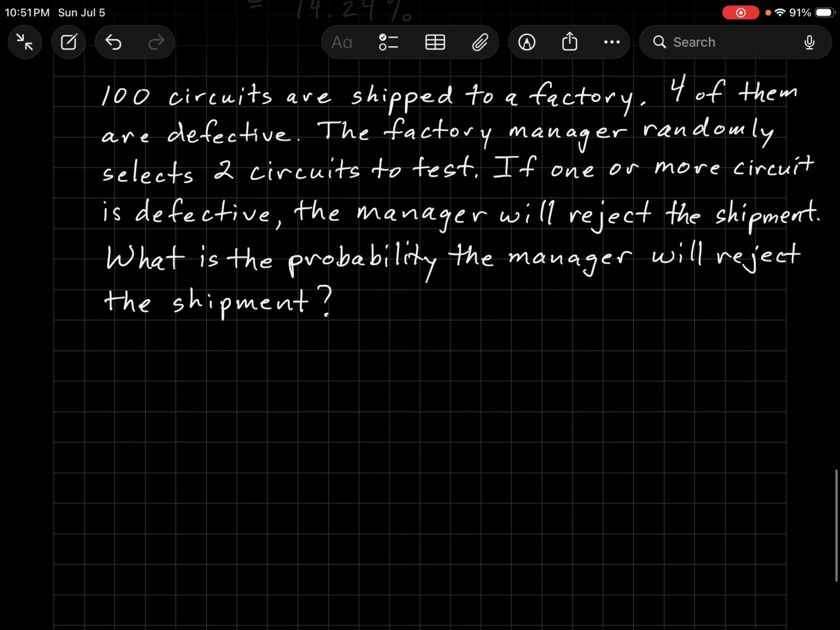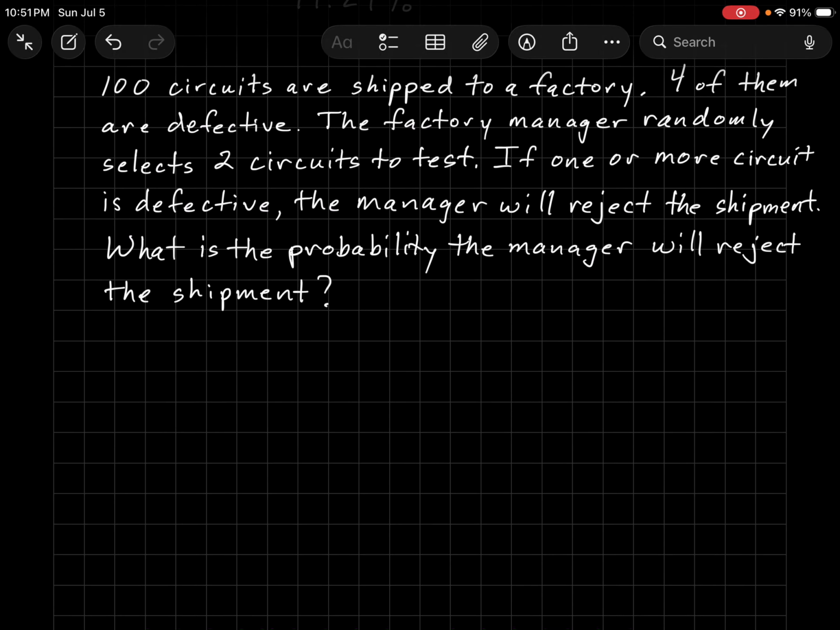Let me give you one more problem, and a technique I like to use a lot when I'm solving probability problems, especially ones that are complicated. So in this problem, 100 circuits are shipped to a factory. 4 of them are defective. The factory manager doesn't know that. It randomly selects 2 circuits out of the 100 to test. If one or more circuits is defective, the manager will reject the shipment. What is the probability the manager will reject the shipment?